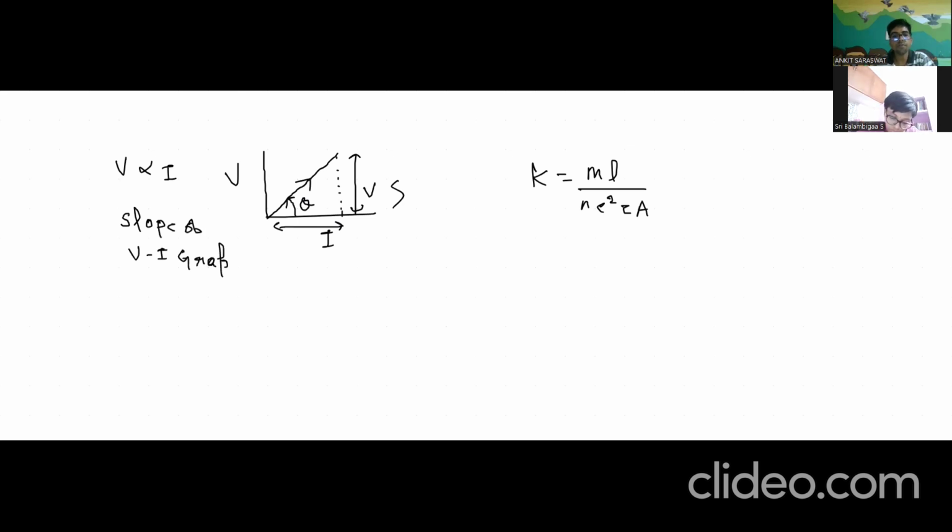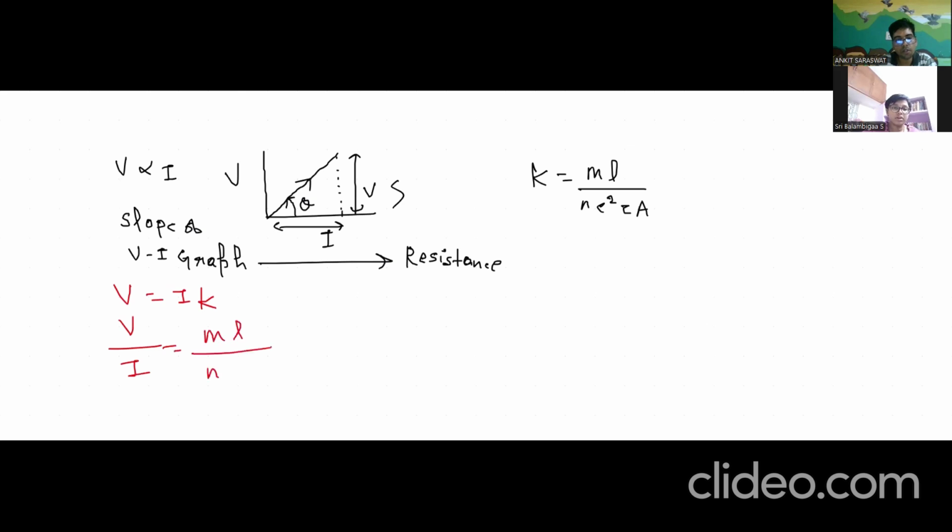Indicating what? Resistance. Now this is what you have learned. Yesterday I explained this. Now if I remove this, V is proportional to I, some constant will come. That constant is K. And what is the value of this K? K is ML by n square tau A. So this whole term is the resistance. This is R.